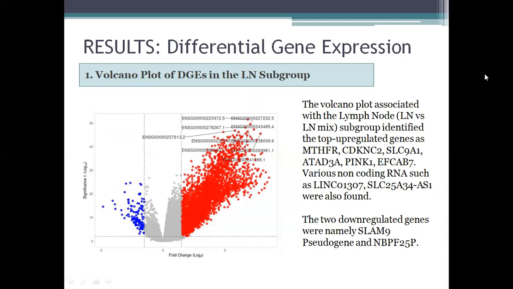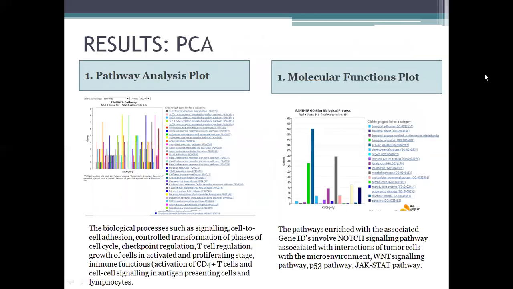The EF hand calcium binding domain 7 is denoted by the gene EFCAB7, which is responsible for positive regulation of RNA polymerase II dependent transcription. The PINK1 gene, which is the PTEN-induced kinase gene, encodes for PINK1 and protects cells from stress-induced mitochondrial dysfunction. Also, two to three genes were downregulated and were observed in this group.